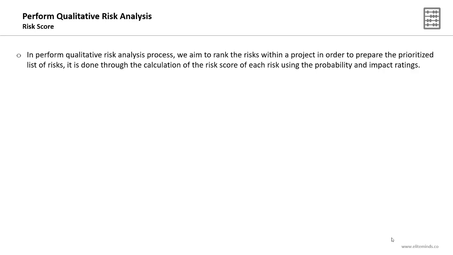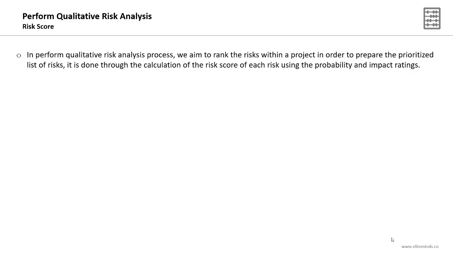The risk score is an important term for the PMI-RMP exam, and you should expect 1 or 2 questions similar to the examples I will be explaining in this lecture. In performing the qualitative risk analysis process, we aim to rank the risks within a project in order to prepare the prioritized list of risks. It is done through the calculation of the risk score of each risk using the probability and impact ratings.